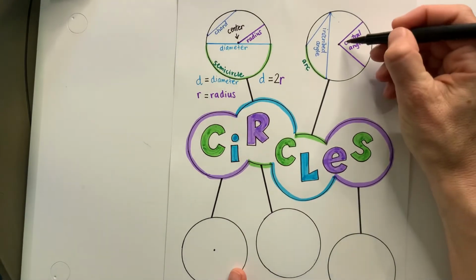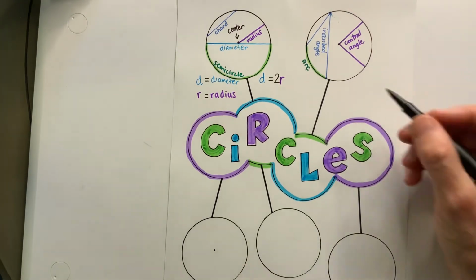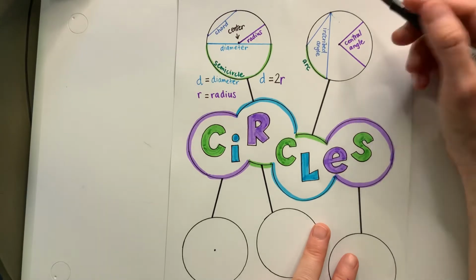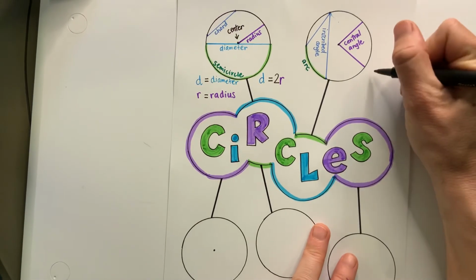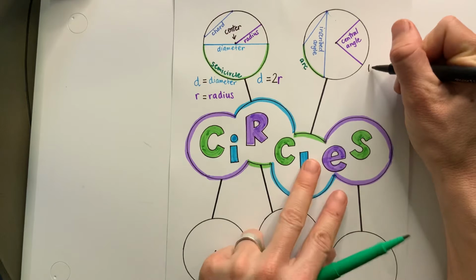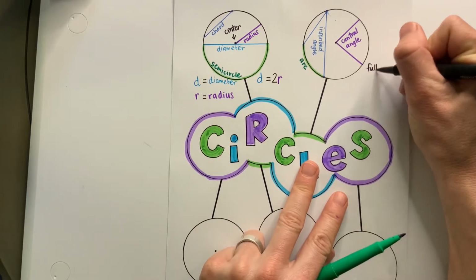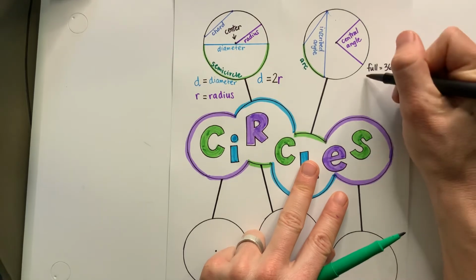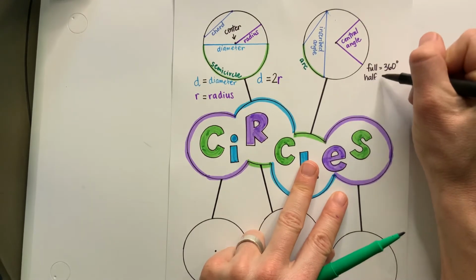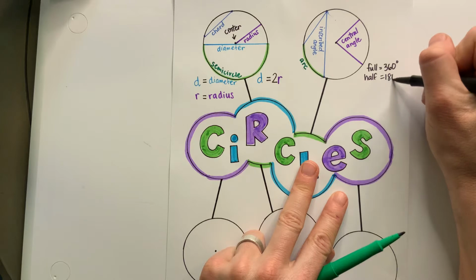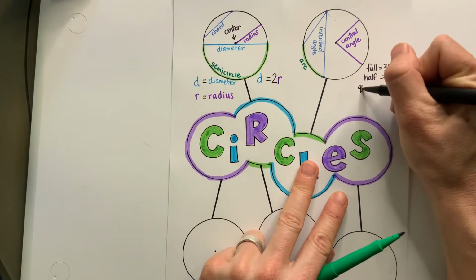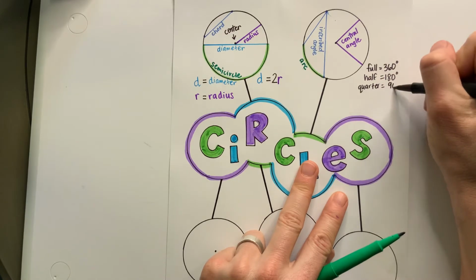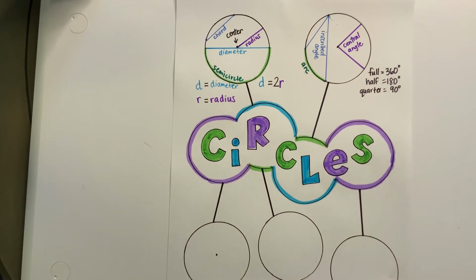if we are then rotating around our circle, just as a reminder, the angles within circles are measured in degrees. So a full rotation, if you remember, is 360 degrees. A half rotation would be 180 degrees. A quarter rotation, that's 90 degrees, and so on.